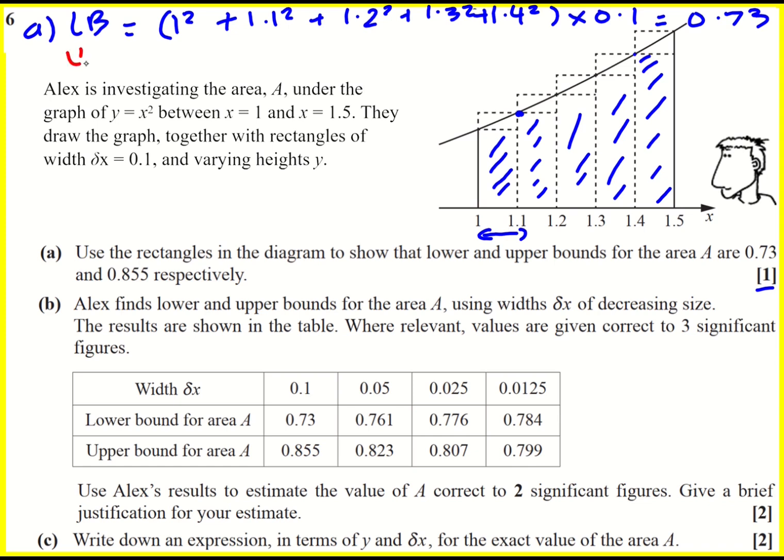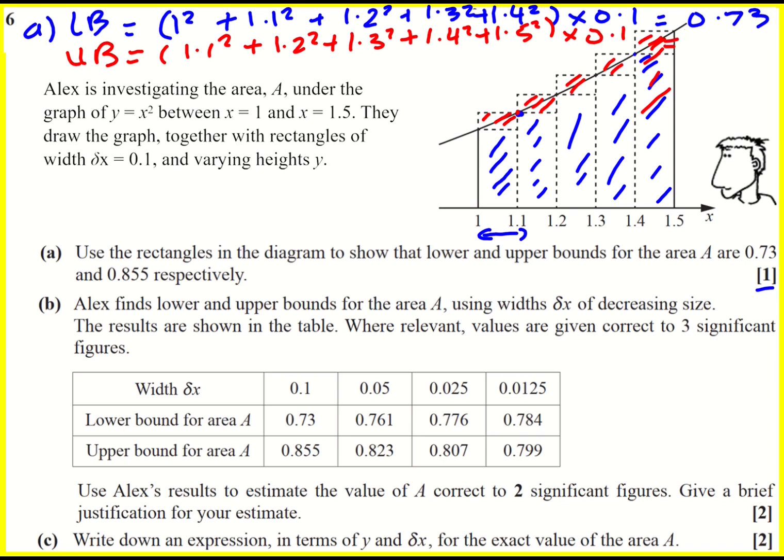Then the upper bound is very similar, but we're going to use the right-hand point. So the first term will actually be 1.1 squared. This time we will include the 1.5 squared as our highest, because we want all these rectangles here. Times that by 0.1, and that will equal, as they've said in the question, but do feel free to check, 0.855. So we found the lower and upper bounds for the area.